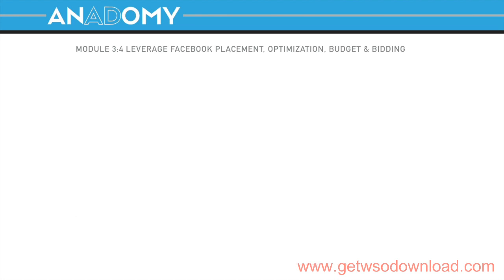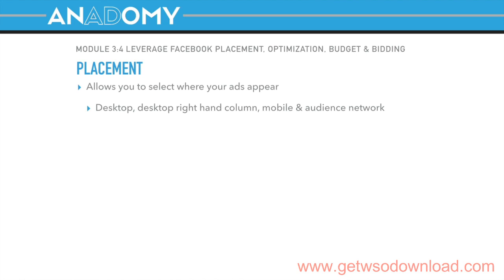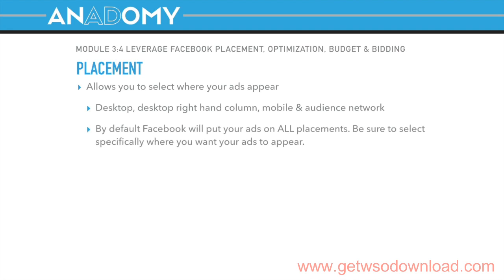So we're going to jump into these one at a time. First of all, we need to talk about placement. Placement allows you to select where your ads appear. The various options include desktop, desktop right-hand column, mobile, and audience network. By default, Facebook will put your ads on all placements, but be sure to select specifically where you want your ads to appear. Now within mobile, you do have different options.